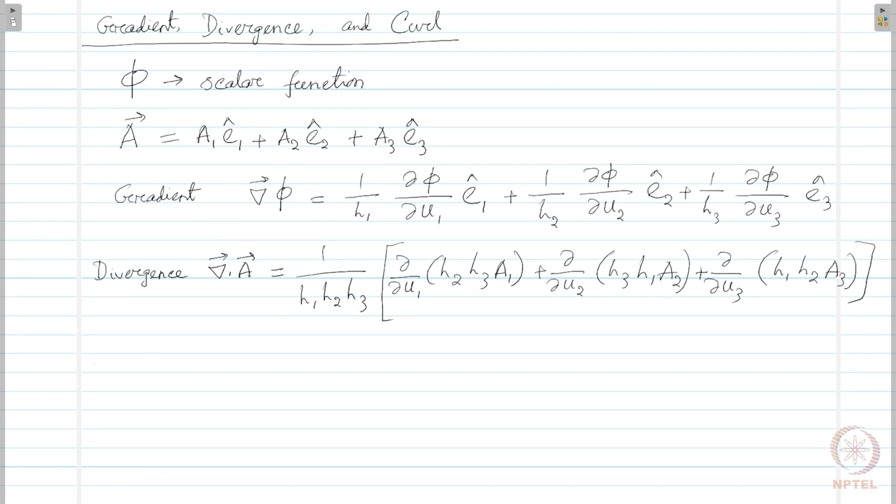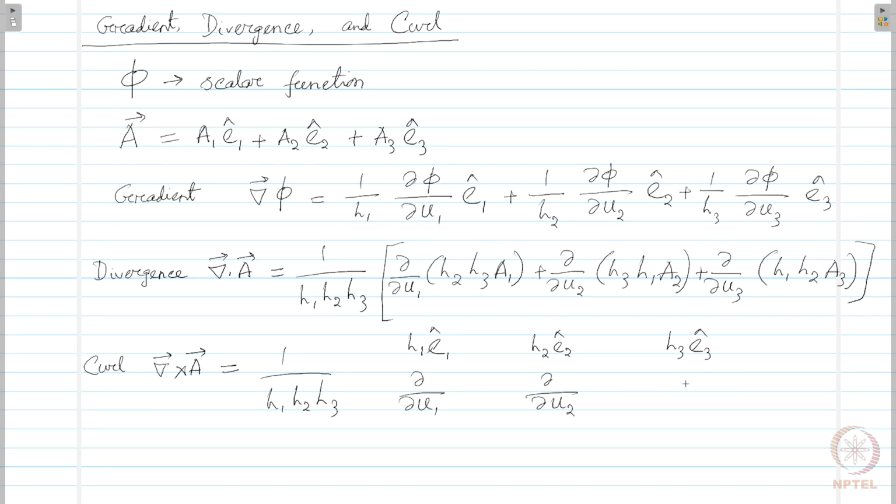And finally, the curl of the vector function A is given as 1 over h1 h2 h3 times the determinant of h1 e1 unit vector, h2 e2 unit vector, h3 e3 unit vector, ∂/∂u1, ∂/∂u2, ∂/∂u3, h1 A1, h2 A2, h3 A3.